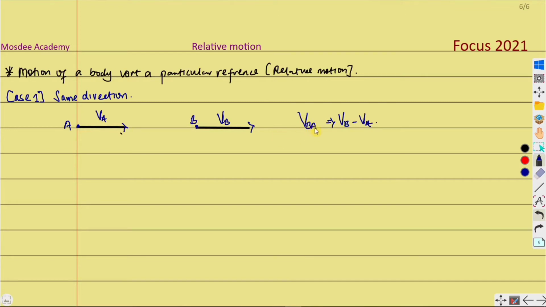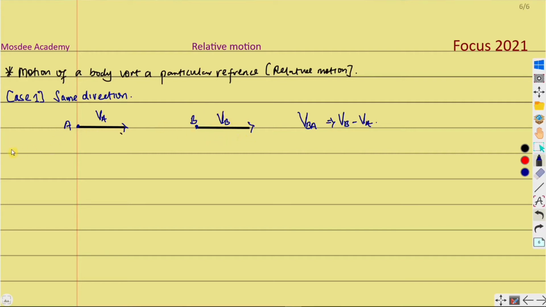The velocity of B with respect to A will be the velocity of B minus that of A. Because as this body is moving, let's say it's moving at a velocity of 1 meter per second in this direction, this is also what we see in the movement. So we say the velocity of this minus that of that.